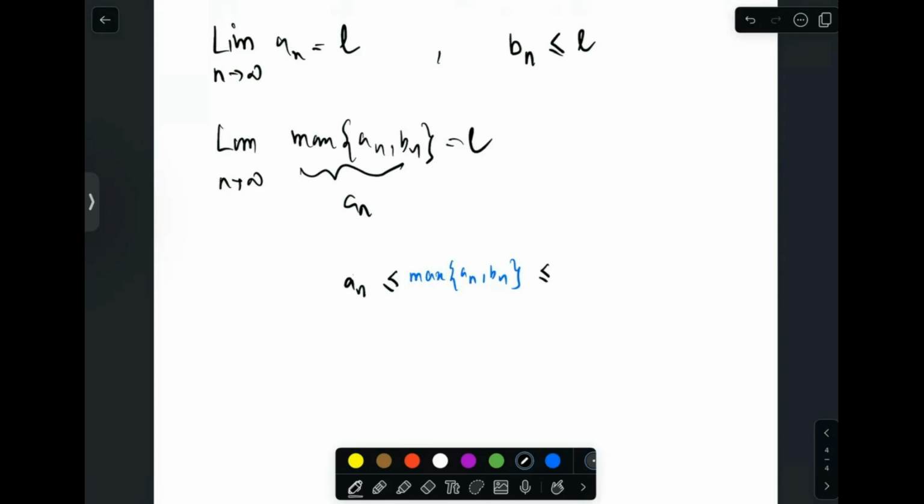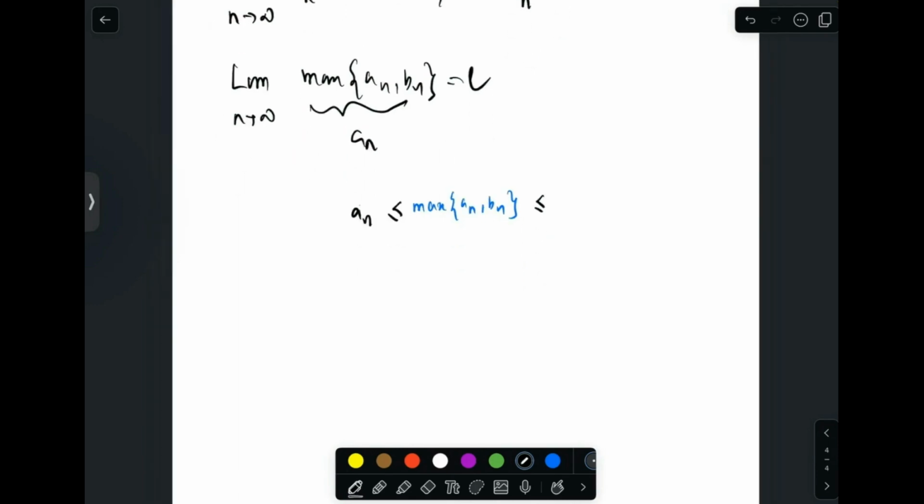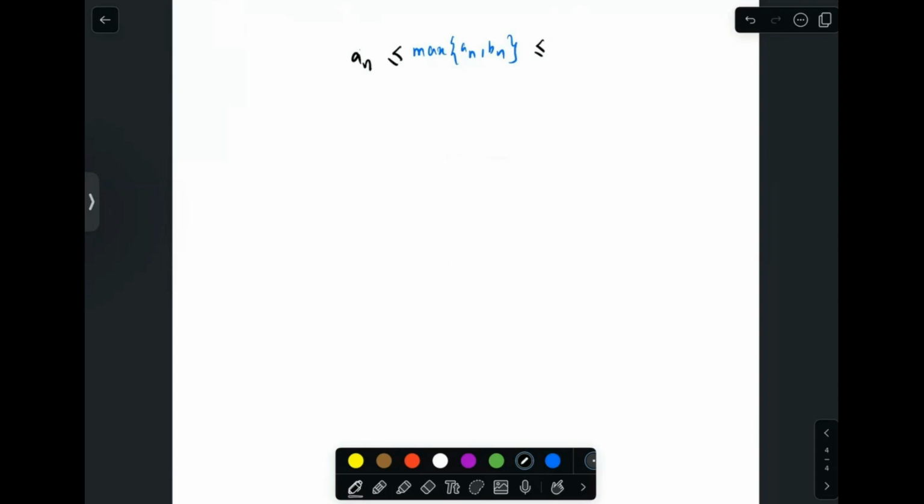Now understand this very carefully. If you close your eyes and try to imagine this, an is going to the limit L and bn is less than or equal to L, right? So if you take the maximum of these at any point, that means what? That's where the whole sandwich theorem is required. The basic idea is, understand when you have to use epsilon delta.